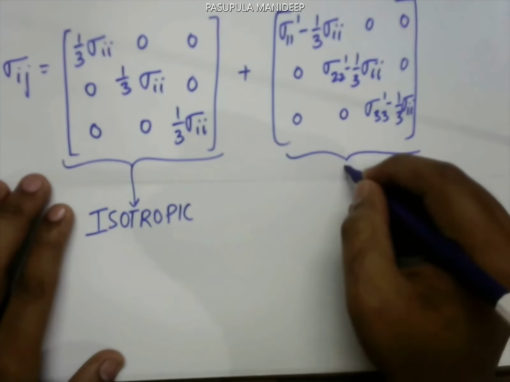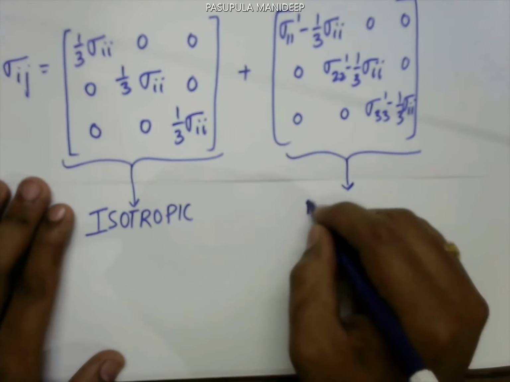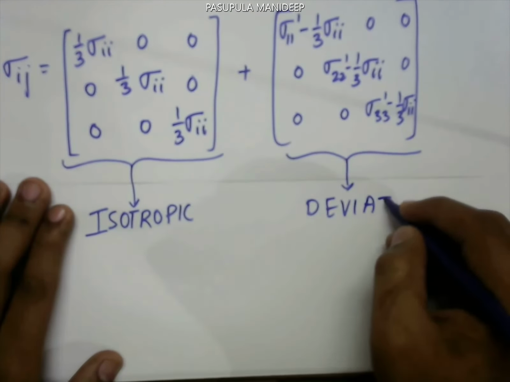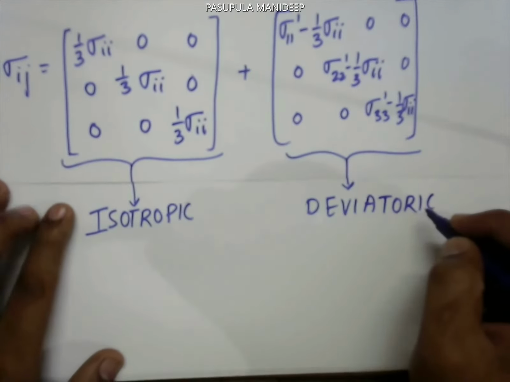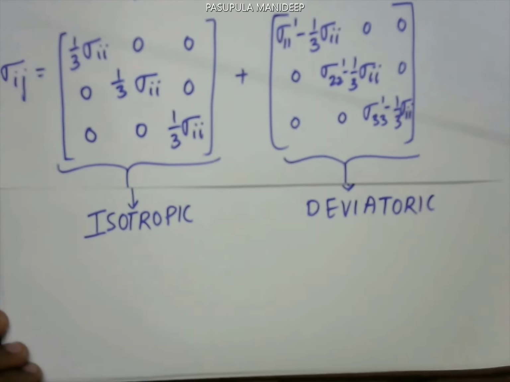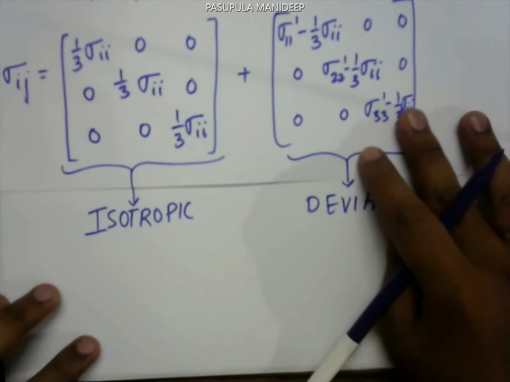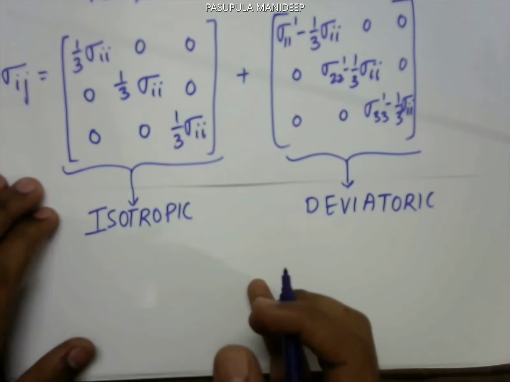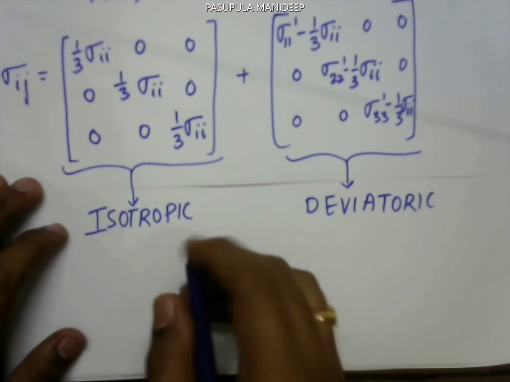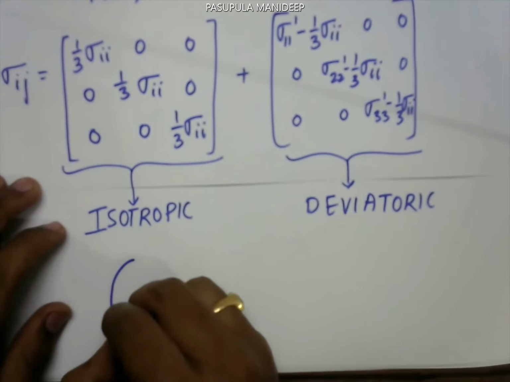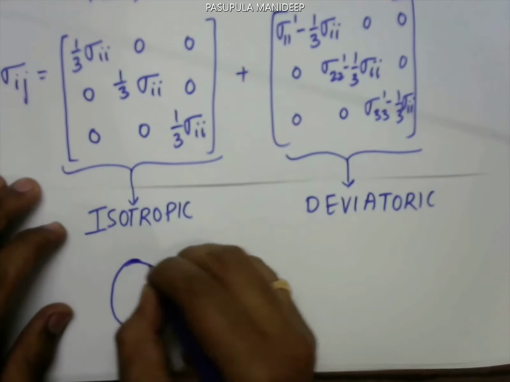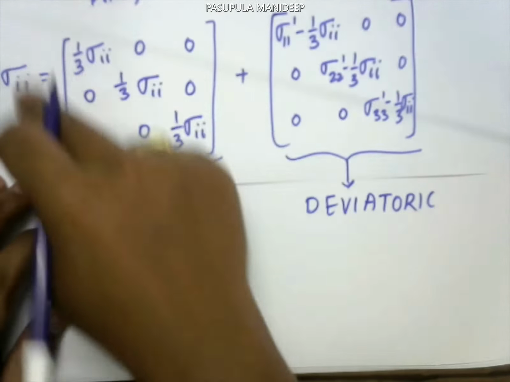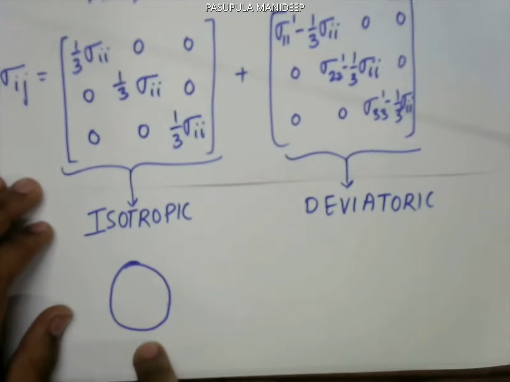The second term is termed as the deviatoric part. We will get clarity on the terms in just a few seconds. Now, visualize a fluid element on which only the isotropic part of the stress tensor is acting, right?